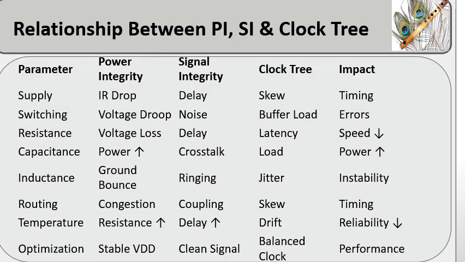Power integrity, signal integrity, and the clock tree are closely interconnected and must be optimized together to achieve a robust VLSI design. Variations in supply voltage, interconnect resistance, capacitance, inductance, routing, and temperature simultaneously influence power delivery, signal quality, and clock distribution. A weakness in any one of these areas can lead to timing violations, increased power consumption, signal degradation, and reduced chip reliability. Physical designers therefore analyze these parameter relationships, as shown in the table, and together achieve balanced performance, power efficiency, and timing closure.